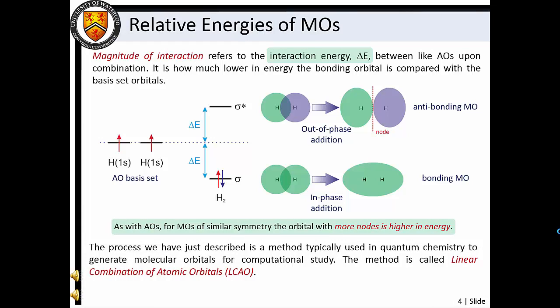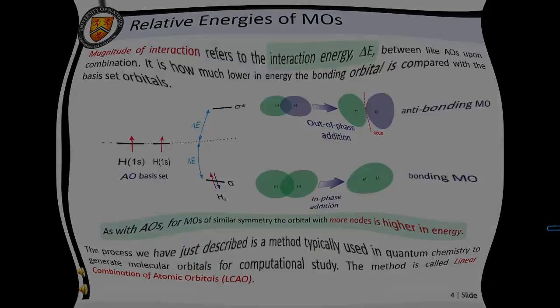This method of combining atomic orbitals to produce molecular orbitals is known as LCAO, which stands for Linear Combination of Atomic Orbitals. LCAO is often used in computational quantum chemistry as a means of generating molecular orbitals for calculating molecular properties.